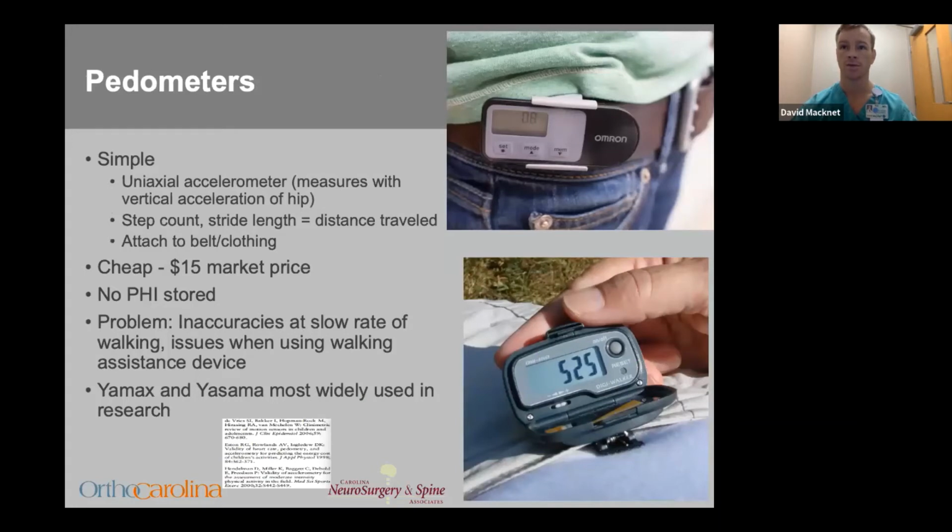The pedometer is the most simple and inexpensive, and it has the longest track record in research. It is worn in the central axis of the patient, typically around the waist or belt, as you can see depicted here. They are uniaxial, meaning they only detect acceleration in a single plane. In this case, the vertical plane, and each vertical oscillation of the hip triggers a mechanical sensor to record a step. Benefits of the pedometer include its cost, the fact that there's no protected health information stored, but drawbacks include its inaccuracies at low rates of speed, like walking speed, and it can be inaccurate in people using assistance devices for ambulation.